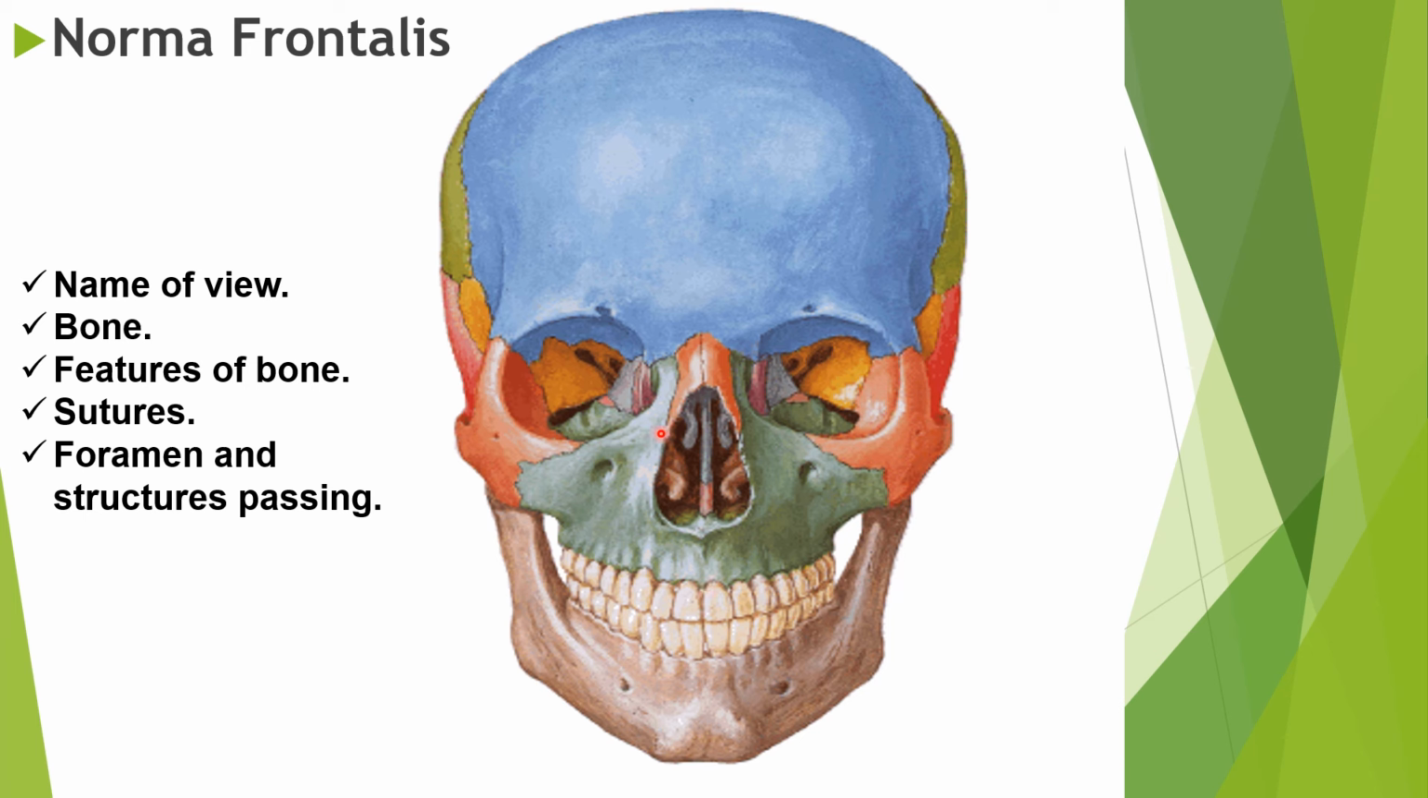The foramina you can see here are the supraorbital foramen and the infraorbital foramen. The supraorbital foramen passes the supraorbital nerve, artery and vein. Also, this is the optic canal, found inside the orbital cavity. This passes the optic nerve and the ophthalmic artery. The optic nerve is cranial nerve number 2, responsible for vision. Also, you can see here the superior orbital fissure and the inferior orbital fissure.